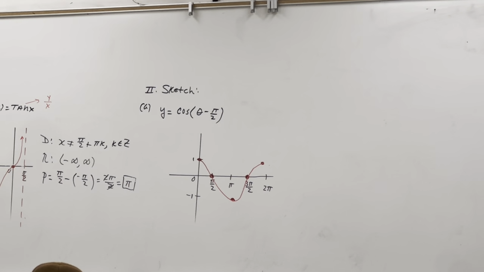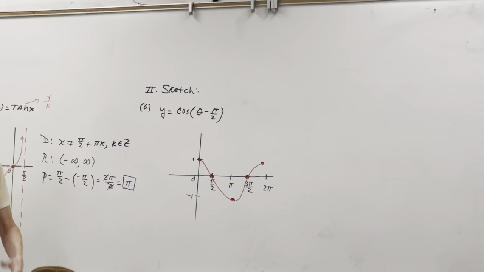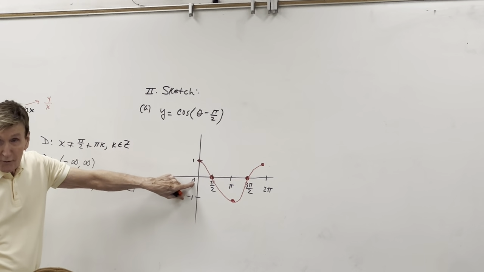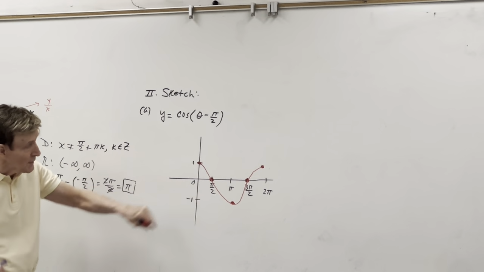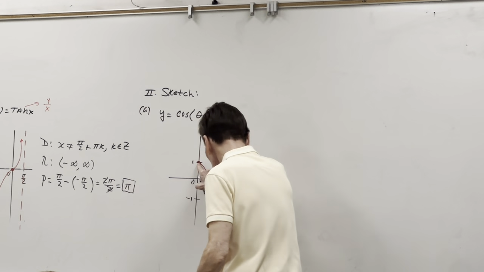Now, 1 transformation. Shift that red graph pi over 2, as he gave me, to the right. Now, I'm standing right here on the top of the board, so I have to be cautious myself. Guys, here goes. This 0 is going to be shifted to the right, pi over 2. Does that mean this point right here is now here?